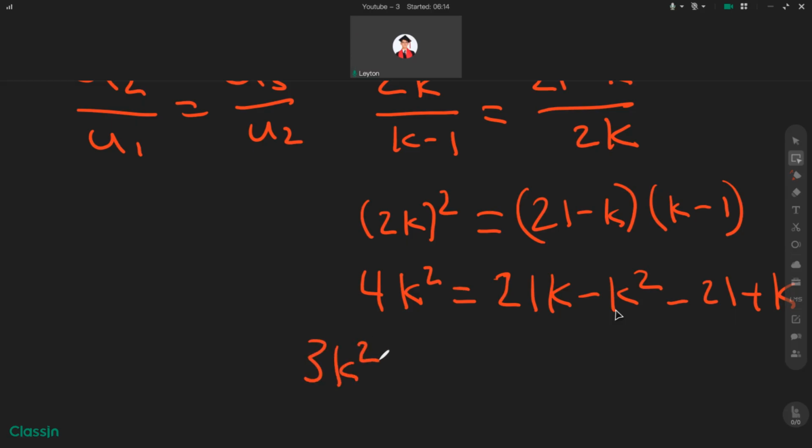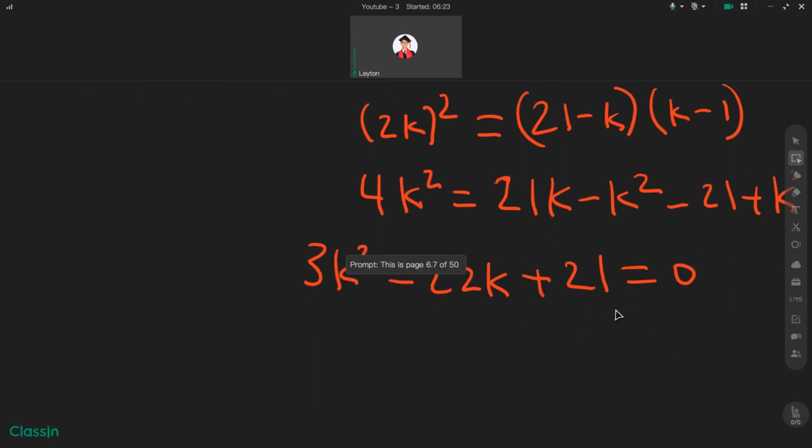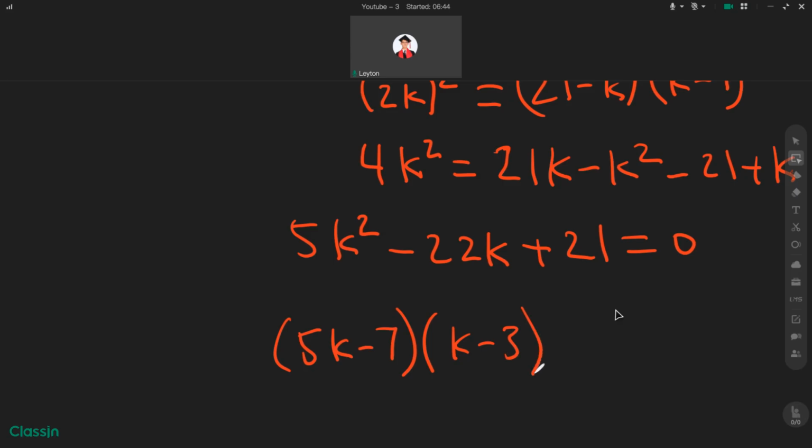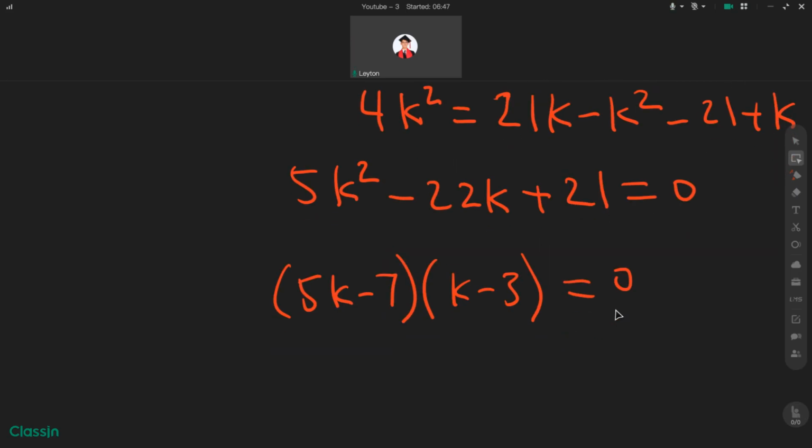3k squared minus 22k plus 21 is equal to 0. And this can be factorized pretty quickly. 3k, oops, sorry, I made a mistake here. That should not be 3k, that should be 5k. 5k minus 7 and k minus 3 is equal to 0. Therefore, k is equal to 7 over 5 and k is equal to 3. So both of these are plausible answers.